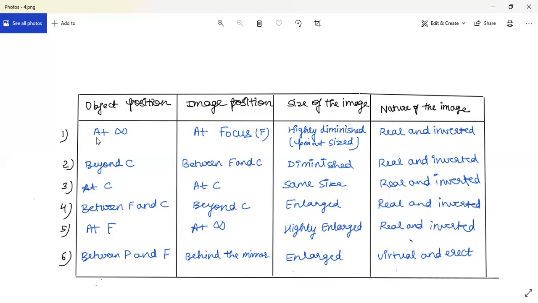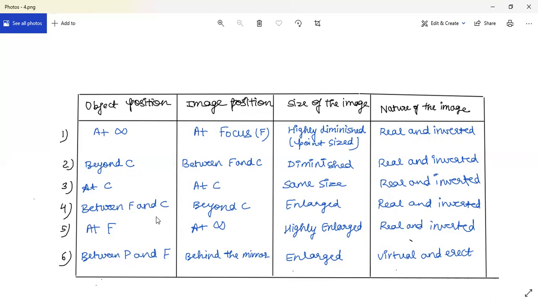Then when it comes at C, it becomes of the same size. Easy to remember. See, at C, it's the same size, right? So whenever it is at C, the size is the same. Now, between F and C, it came closer, right? So it becomes enlarged. The closer it gets, the bigger it gets, right?